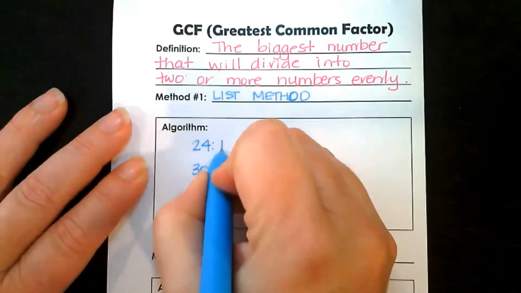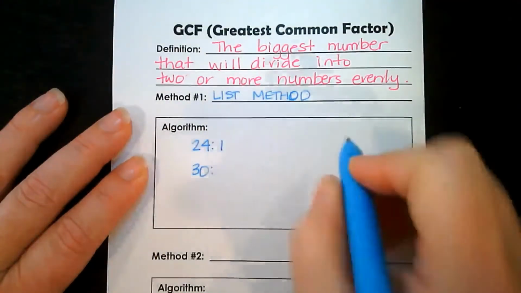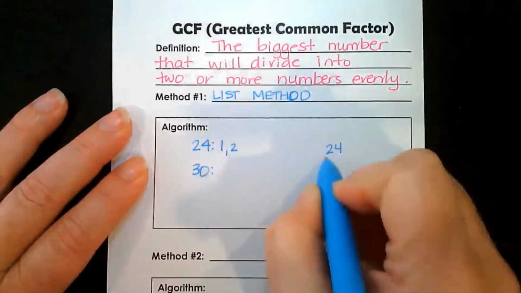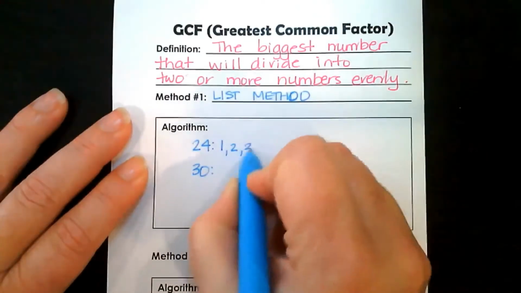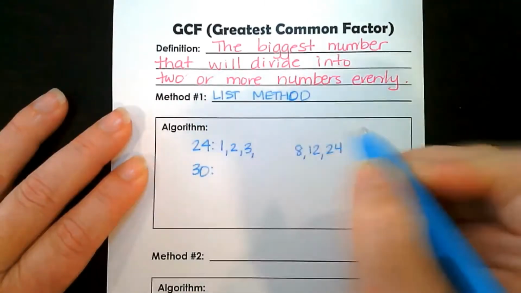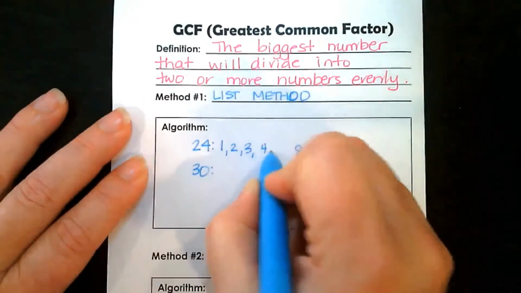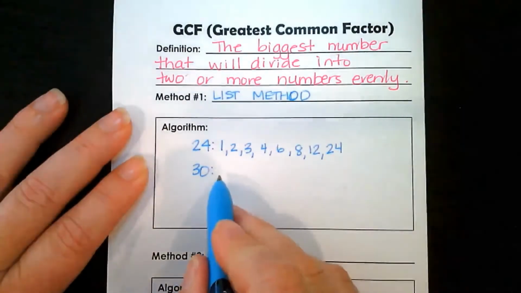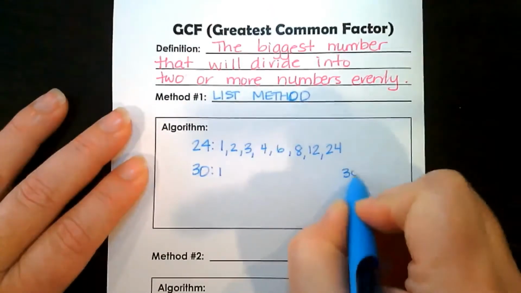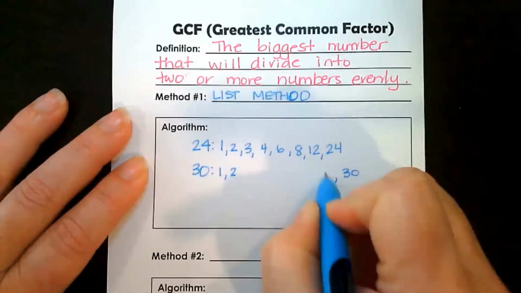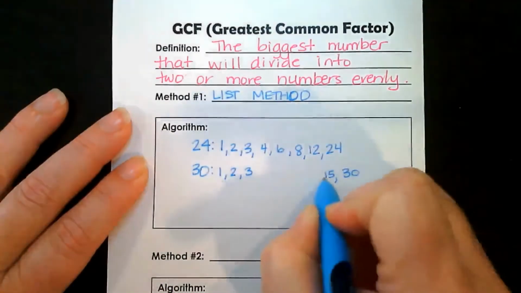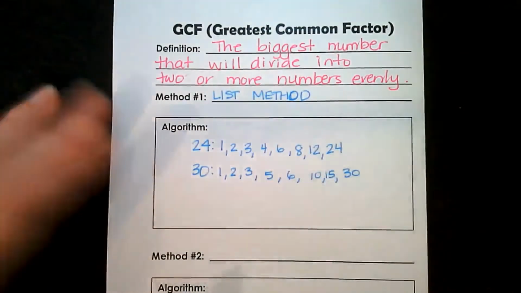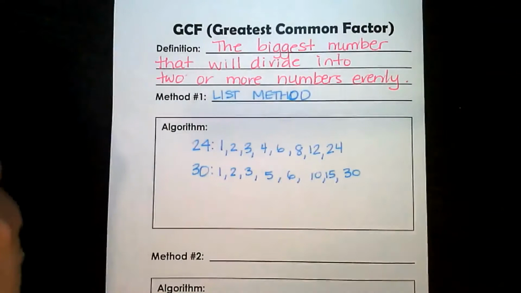So we know that you can use either the rainbow method or the table method that we've talked about previously. We know that 1 times 24 and 2 times 12 and 3 times 8 and 4 times 6, all of those will get me 24. Then when we go to do the number 30, we know it's 1 and 30, 2 and 15, 3 and 10, 5 and 6. And we've now got all the factors for both 24 and 30.